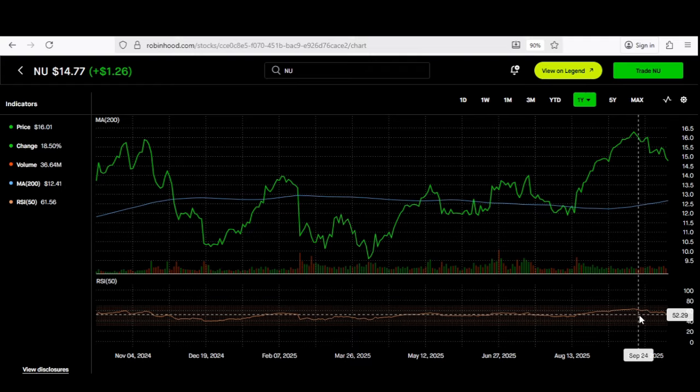So Nubank, as it stands, is smack right in the middle of the RSI. So that tells me personally that there isn't much risk involved.